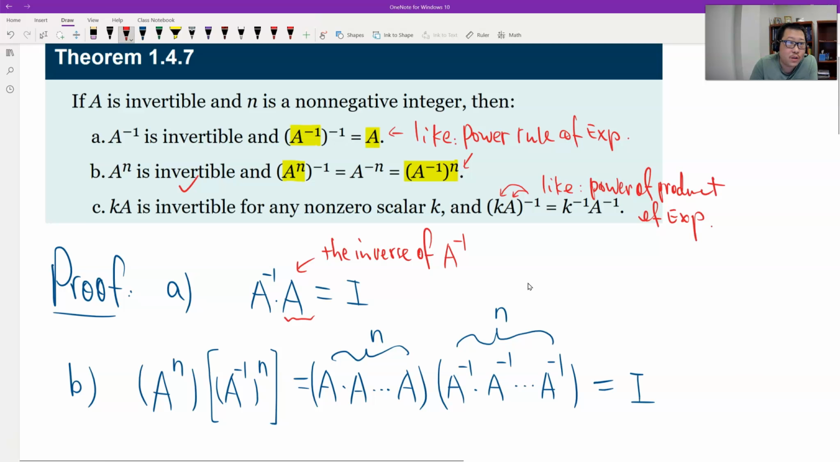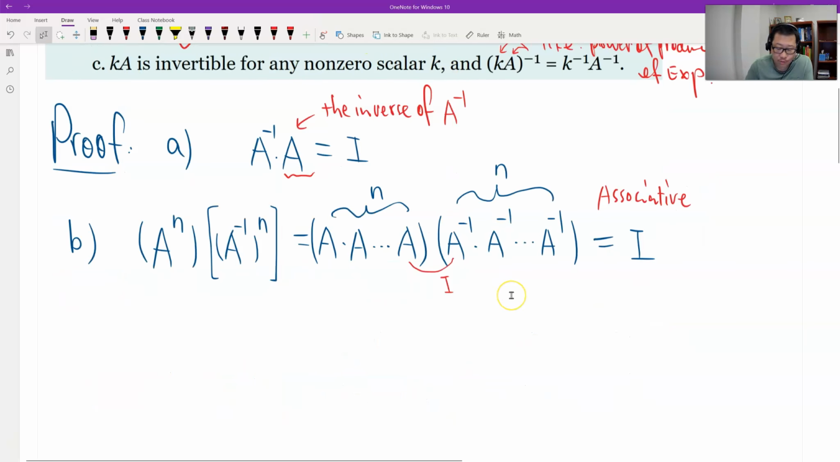Because we can use the associative property, we can associate the closest A and the inverse of A, which gives I, and then cancel. One by one, we associate n times, so finally we get I. We verified that this matrix is the inverse of this one. So B is true.